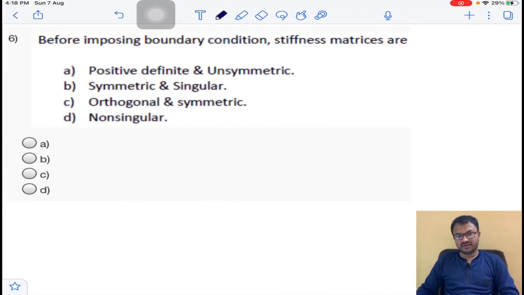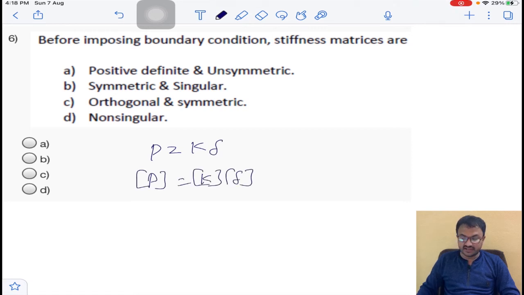And now, before imposing boundary conditions, stiffness matrix. Generally, the stiffness matrix is a non-singular matrix. We have one equation to calculate forces in all the members: P equal to K delta, where P is in the form of a matrix, K is again in the form of a matrix, delta is again in the form of a matrix. So here in the stiffness matrix, the unknowns are deflections or displacements. That is, we need to calculate delta. So when K goes to the other side, we need to calculate K inverse P.